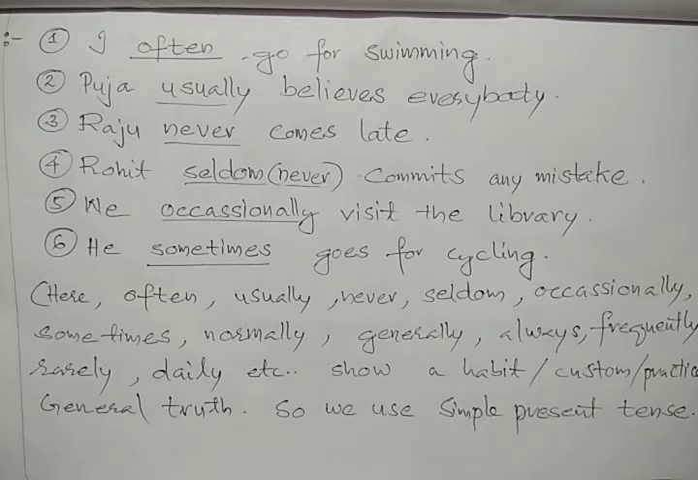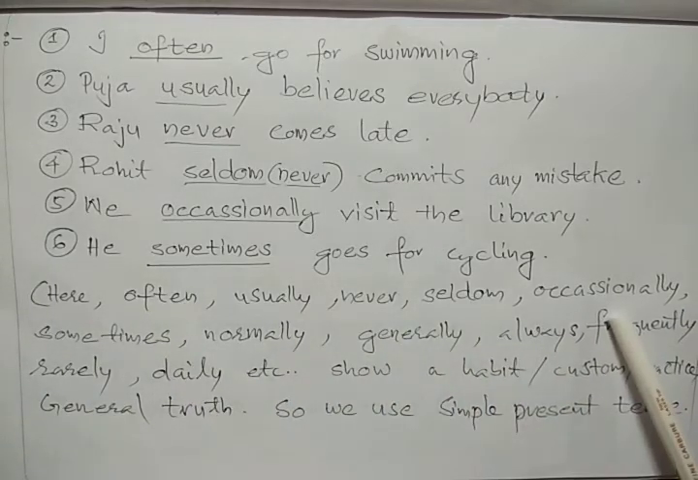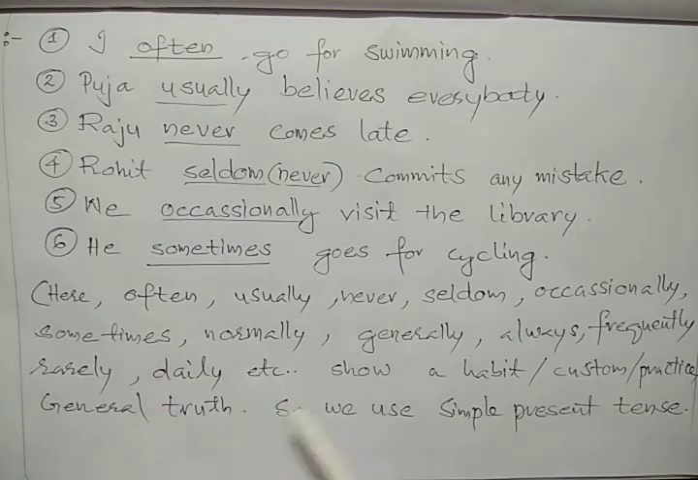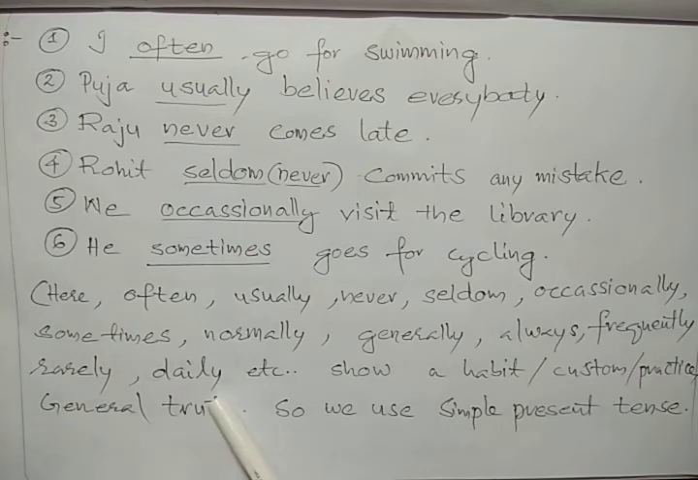So here we can see all sentences are showing a habitual action. That's why we are using simple present, that is subject plus V1 form. Here often, usually, never, seldom, occasionally, sometimes, normally, generally, always, frequently, rarely, daily, etc. show a habit, custom, practice, a general truth. So we use simple present tense.